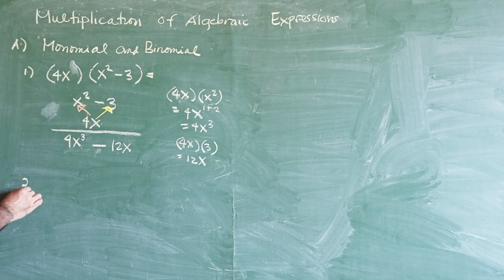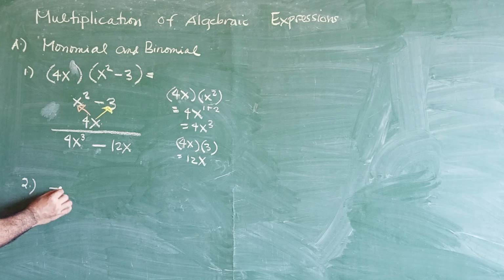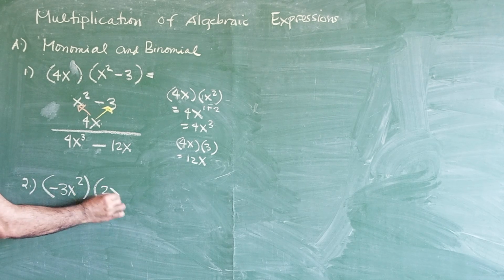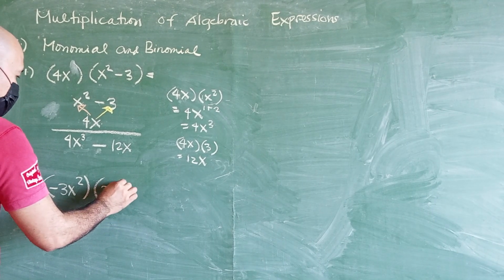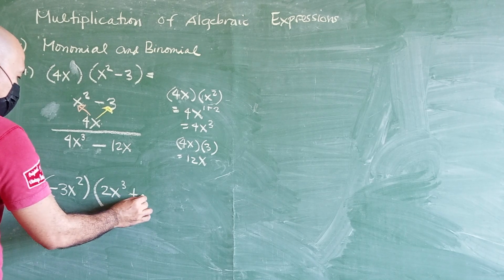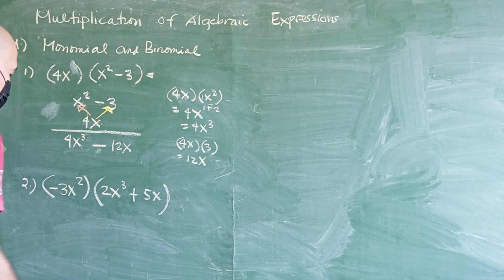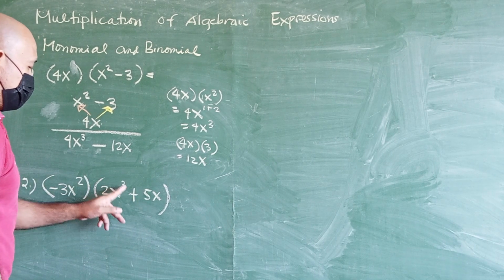The next one, second example. Perhaps you may have negative 3x squared times 2x raised to the power of 3 plus 5x, for example. So you have the quantity of negative 3x squared times the quantity of positive 2x cubed plus 5x. The operation between them again is multiplication.